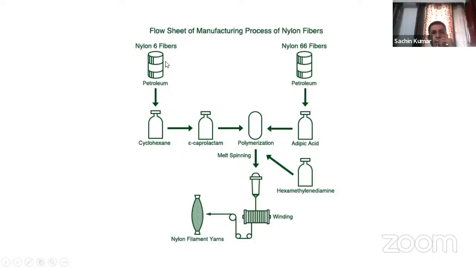The monomers are obtained from petroleum products. From petroleum, we get cyclohexane that is converted into caprolactam. Another petroleum product gives adipic acid and hexamethylenediamine. Through the polymerization process, we get nylon 6-6 and similarly nylon 6. Then we pass it through an extruder and ultimately we get fiber. So the melt spinning technique is used. These nylons are thermoplastic fibers, and fibers which belong to thermoplastics we can melt spin very easily.